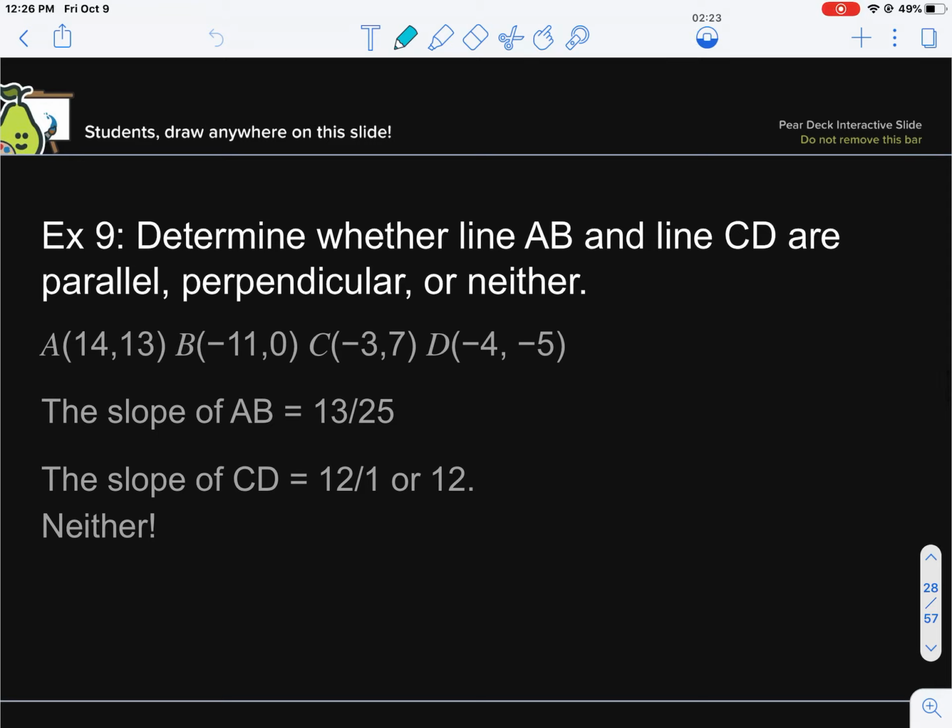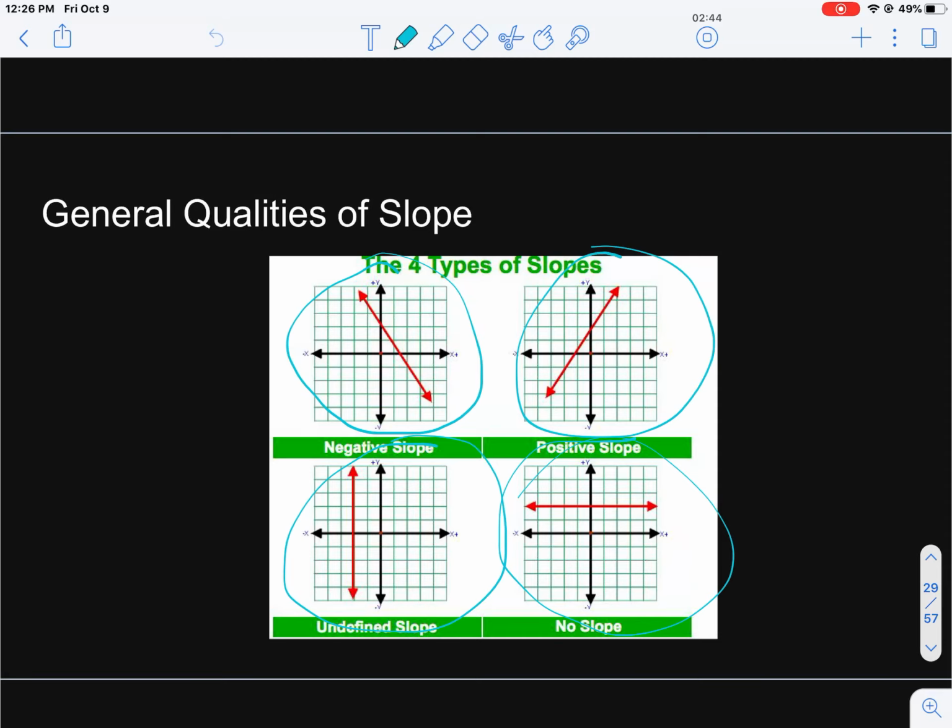Some other general qualities of slope. If you have a line that goes down and to the right, that's a negative slope. If you have a line that goes up and to the right, it's positive slope. Vertical lines have what we call undefined slope, and horizontal lines have no slope, or zero slope.